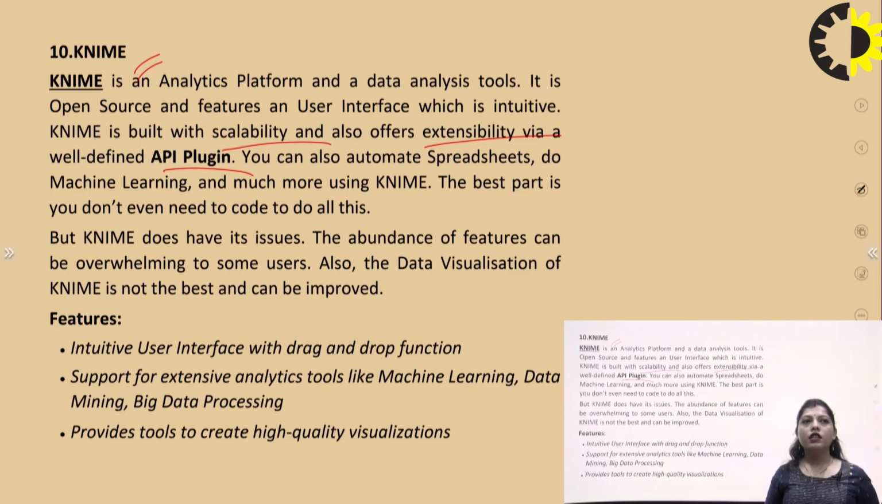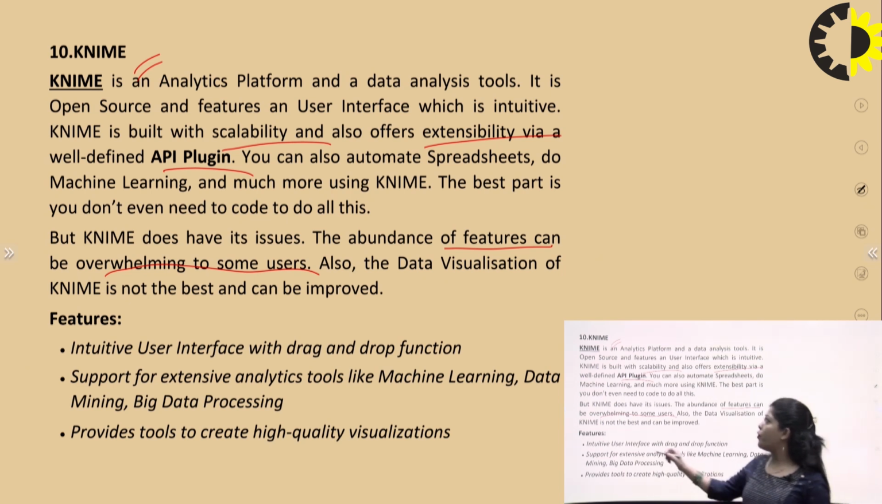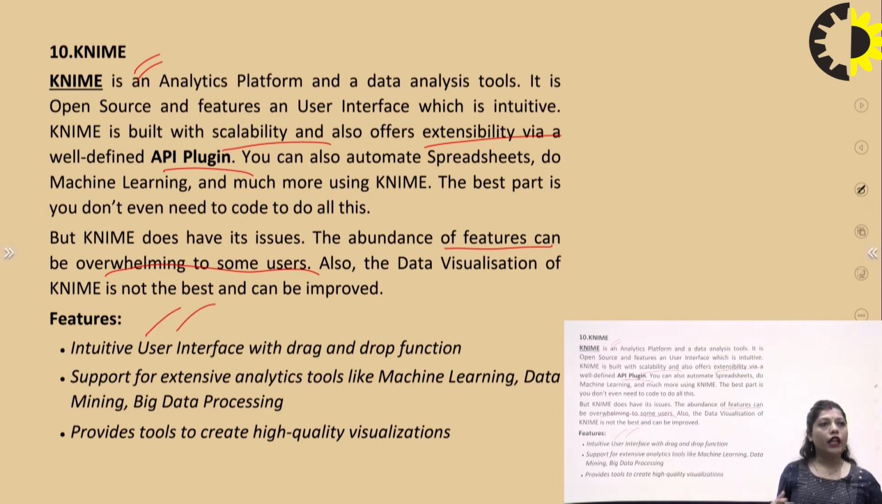The best part is you don't even need to code to do all this. It can automatically generate the code. It has some issues or disadvantages, like the abundance of features can be overwhelming to some users, and the data visualization of KNIME is not the best and can be improved. Some features of KNIME are an intuitive user interface with drag and drop function, support for analytics tools like machine learning, data mining and big data processing, and it also provides a tool to create high quality visualization.